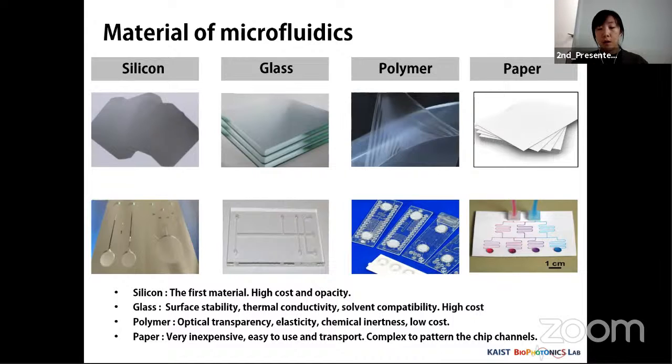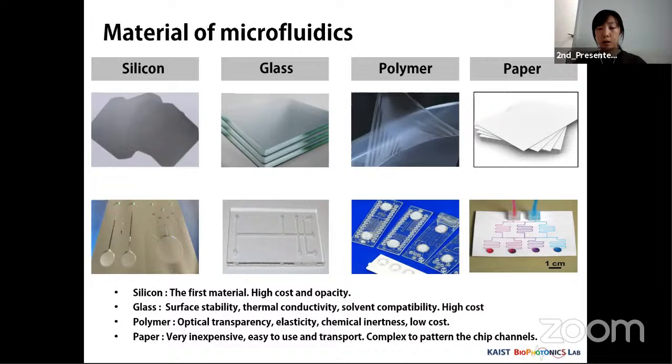Microfluidics has undergone a number of material changes since the development of the technology. When the technology was first used, silicon was used a lot, but the high cost and optical sensing could not be reached. After that, glass and polymer were used.